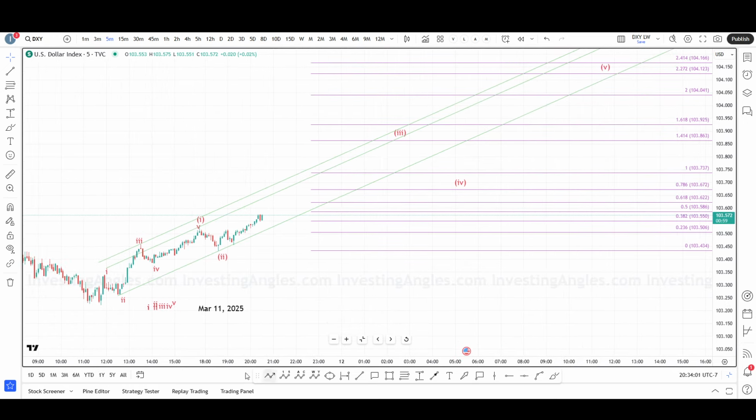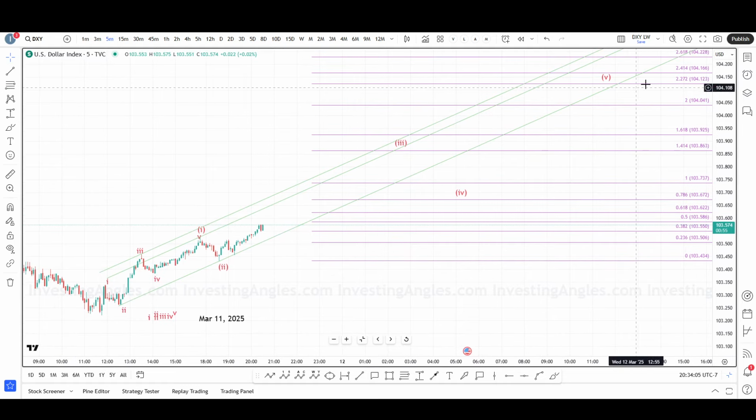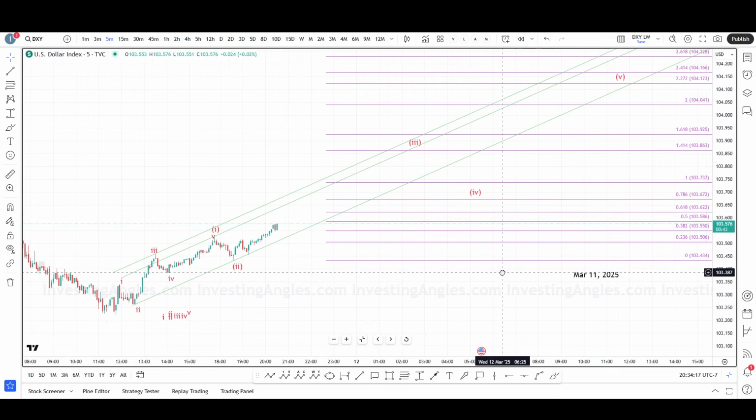So technically this is the 5-minute chart, and if this hypothesis is right, then by tomorrow noon we should see this type of rally approximately. Well, this is the perspective.